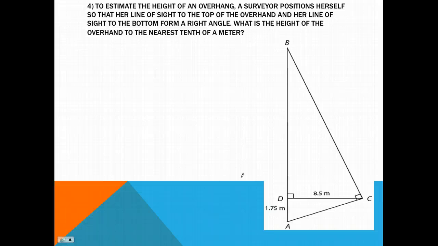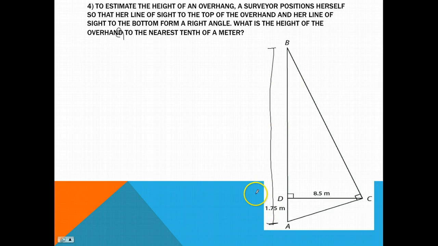All right, the last problem today is problem 4. To estimate the height of an overhang, a surveyor positions herself so that her line of sight to the top of the overhang and her line of sight to the bottom form a right angle. What is the height of the overhang to the nearest tenth of a meter? So we're finding this distance here, the length of BA.